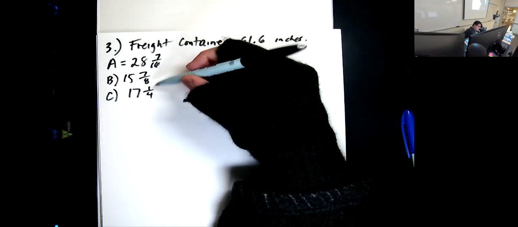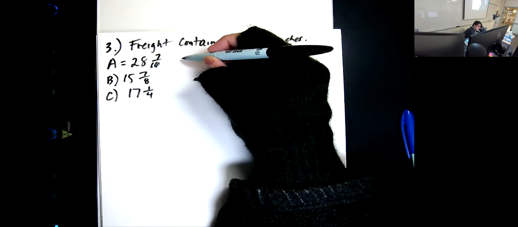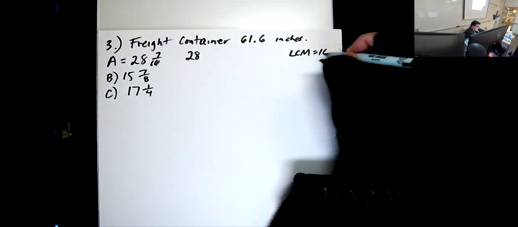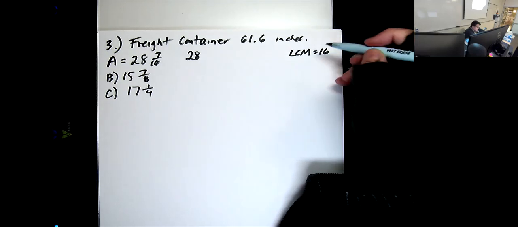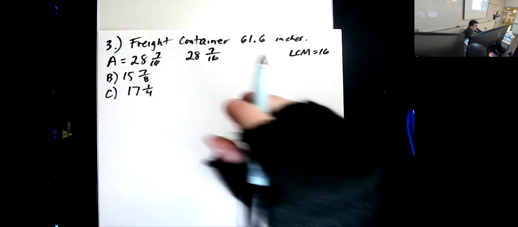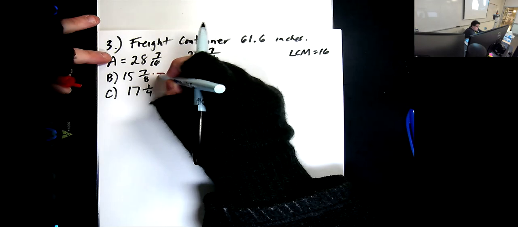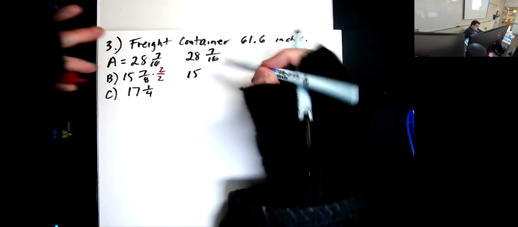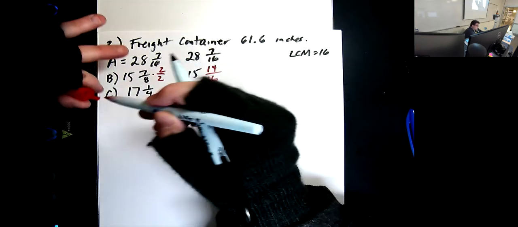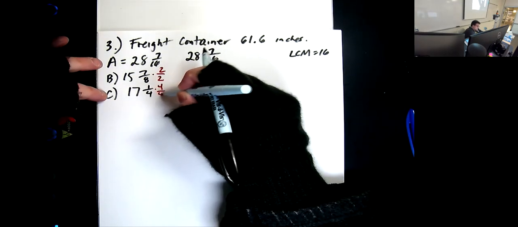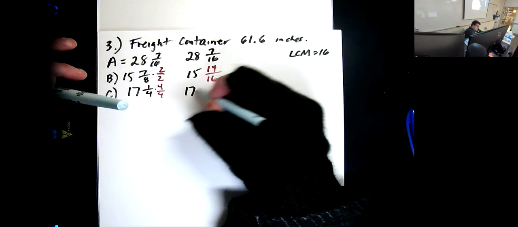So the easiest way to go about adding these up is to get a common denominator for the fractions. It looks like the least common multiple of the denominators is going to be 16. 7/16 stays the same. This one, I want the bottom to be 16, so I'm going to multiply by 2/2, and then I still have 15, and I'll have 14/16. And this one, I need to multiply by 4/4, and I'll get 17 with 4/16.